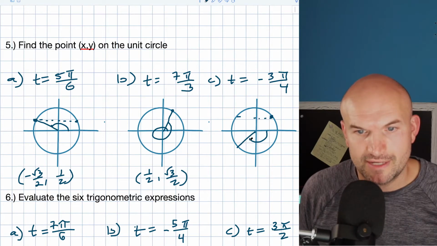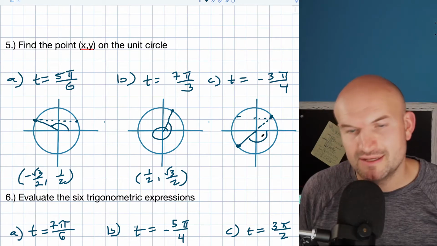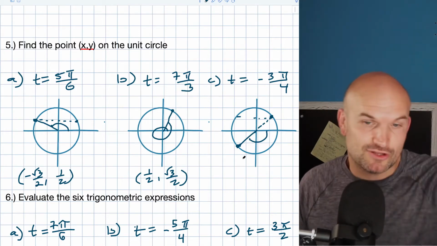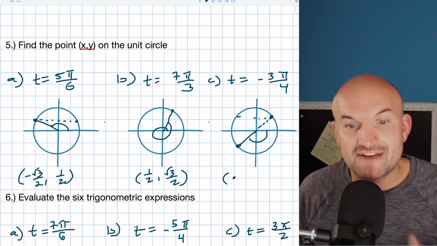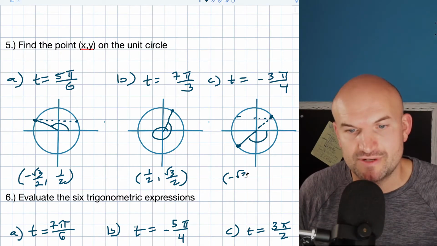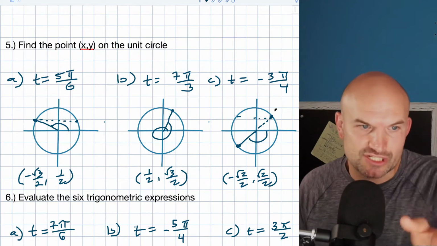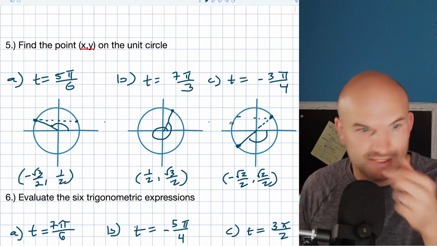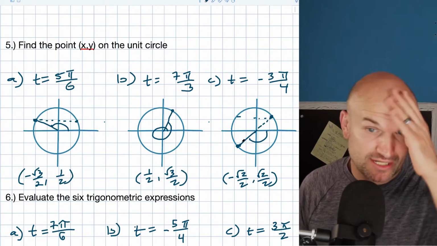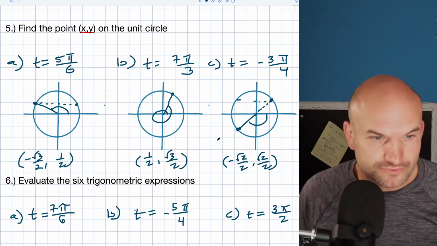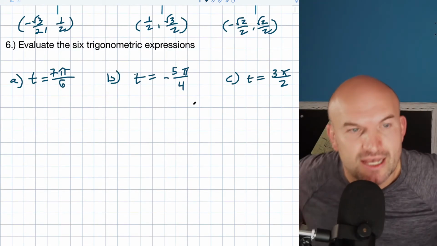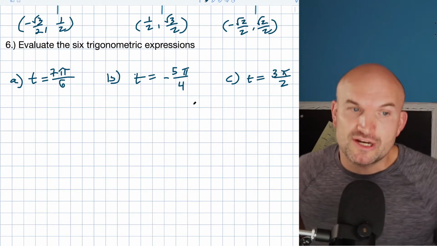Okay. And what I want you to see, though, is how it's directly across from this point in the first quadrant. Now, again, this is in the third quadrant, so everything is going to be negative, but that's going to be negative square root of 2 over 2, comma, negative square root of 2 over 2. But again, I want you to see this reflection, this symmetry across the origin in this example, because that plays into how to evaluate the 6 trigonometric functions when you're given an angle.